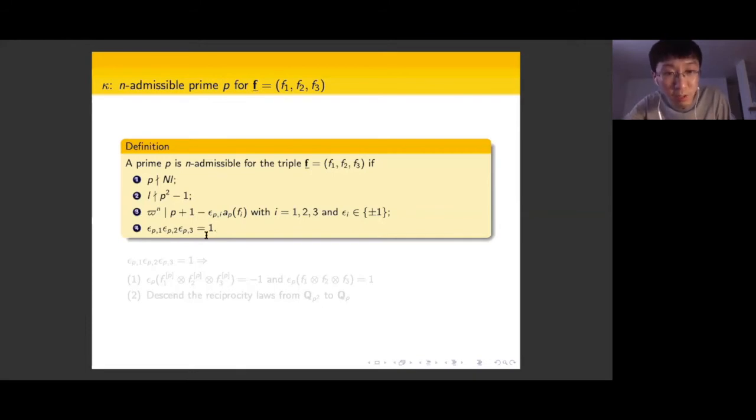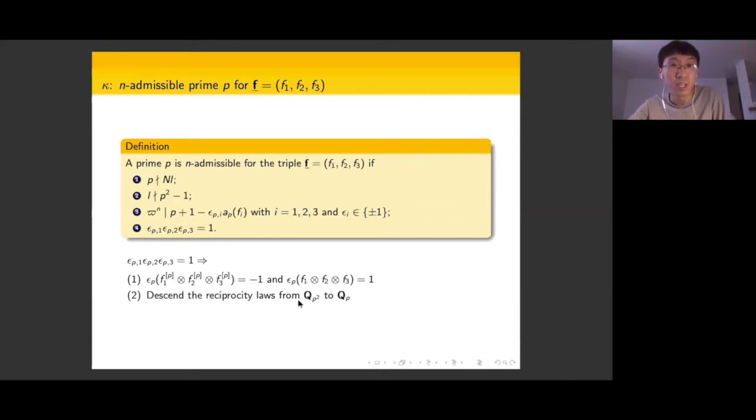This condition is responsible for two things. First of all, you want the local root number of the triple tensor product L-function to change at this p when you level raise this triple of modular forms, and this is exactly what the fourth condition makes happen. Okay, so the first reason I want to introduce this condition is that I want to change the sign locally at p for the triple tensor product L-function.